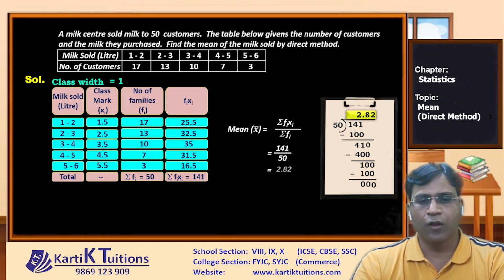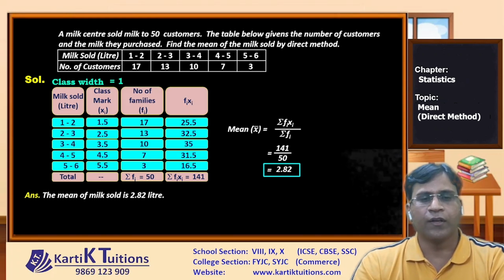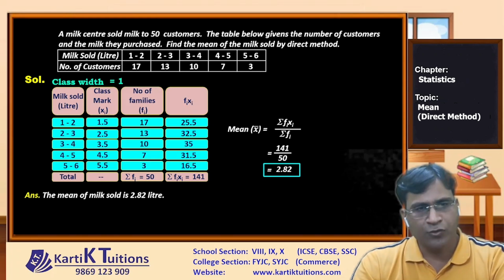Now your first column is nothing else but milk sold in liters. So when you write the answer in statement form, again the units will be liters. So what is the statement form answer? The milk sold is 2.82 liters. I hope you have understood this method.